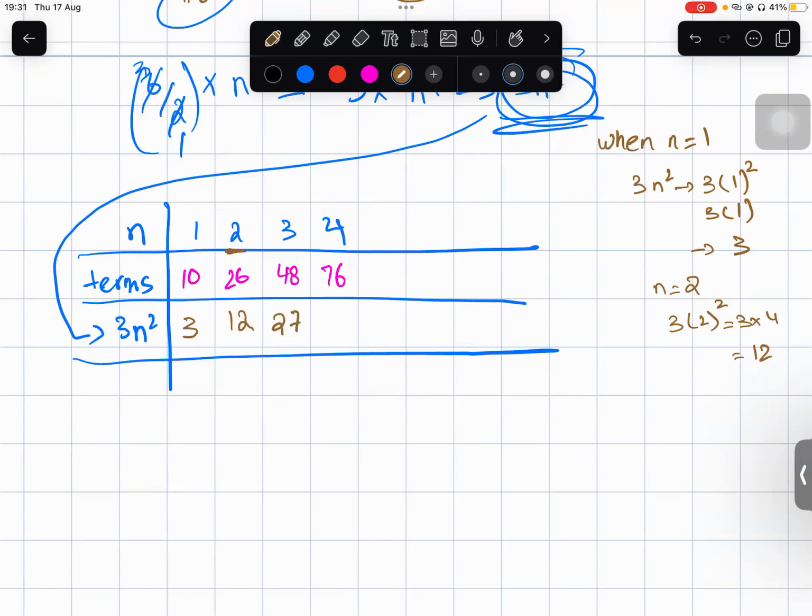And for 4, in fact, just give me 1 second. I think this particular question, we need to do once we're done with the cubic ones. Just give me 1 second.